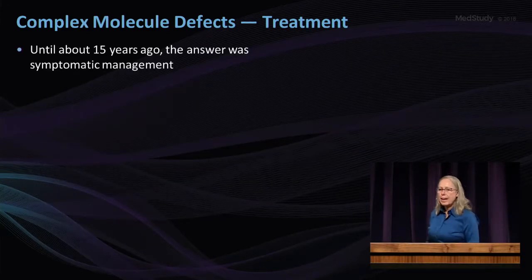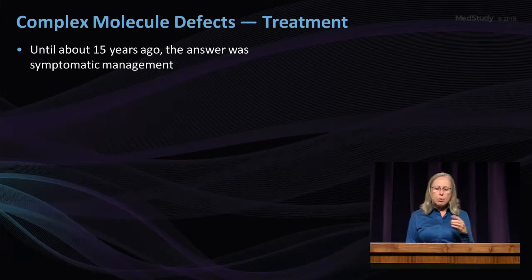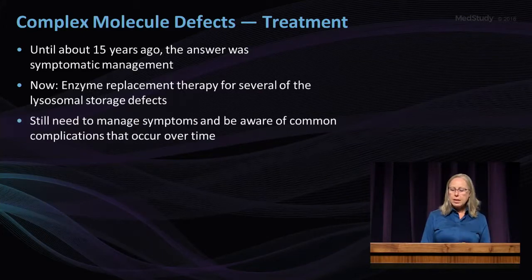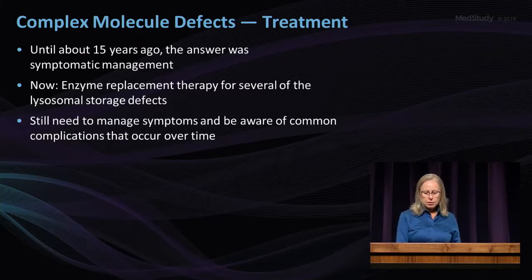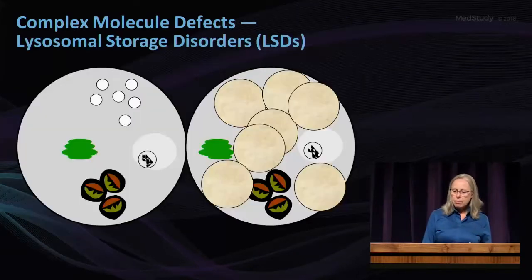Until about 15 years ago, we had absolutely no treatment for this category of disorders, and our answer was just symptomatic management. Now we have a variety of enzyme replacement therapies, especially for the lysosomal storage disorders, which then leads us back to the conversation about newborn screening and how we keep adding more things in. It's not helpful to screen for something you don't have a treatment for, and now we're getting more and more treatments, so more things are being added to the newborn screens. Even with enzyme replacement, you need to manage the symptoms and be aware of common complications. And these are progressive disorders, so new problems evolve over time.